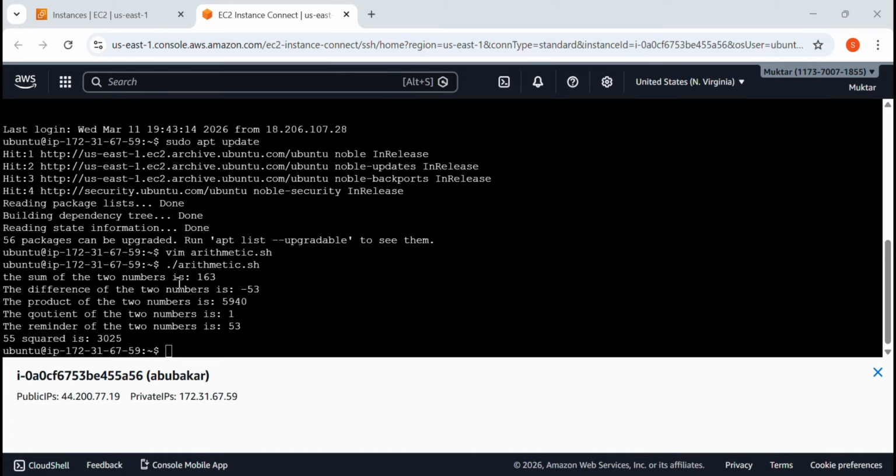The sum of the two numbers is 163. That's for addition. The difference of the two numbers is minus 53. For subtraction, the product of the two numbers is 5,940. The quotient of the two numbers is 1. And the remainder of the two numbers is 53. And 55 squared is 3,025. Now, you can go ahead and change num1 and num2 to any numbers you want and run it again. Every single result will update automatically because the script uses variables. It does not actually care about what actual numbers you put inside.